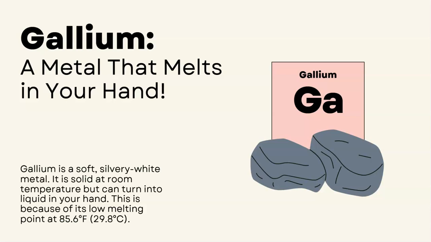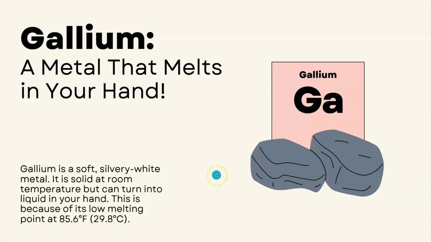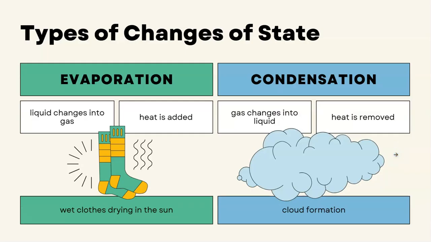Gallium is a metal that melts in your hand. Gallium is a soft, silvery white metal. It is solid at room temperature, but can turn into a liquid in your hand. This is because of its low melting point of 29.8 degrees Celsius. So your hand is warm enough that you can easily melt gallium because it has a very low melting point.